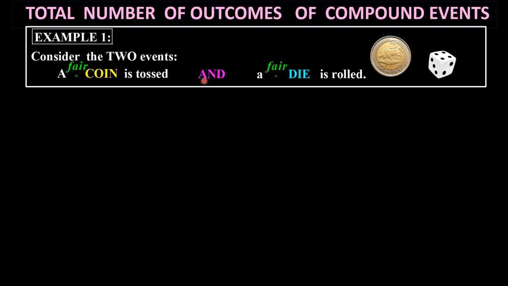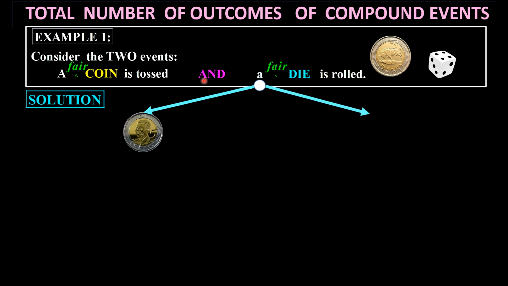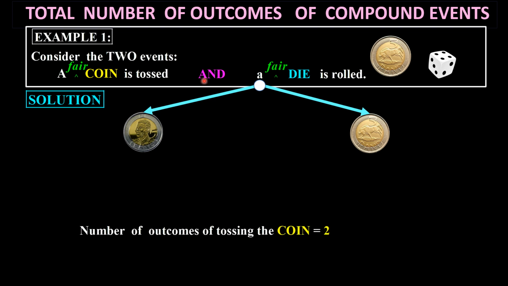In other words, it needs to be an unbiased coin and an unbiased die. So let's see now. Let's start with the tree diagram. If we toss a coin, it can either be heads or tails. So the number of outcomes for tossing a coin would be 2.